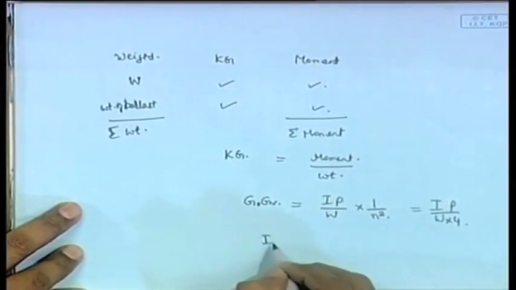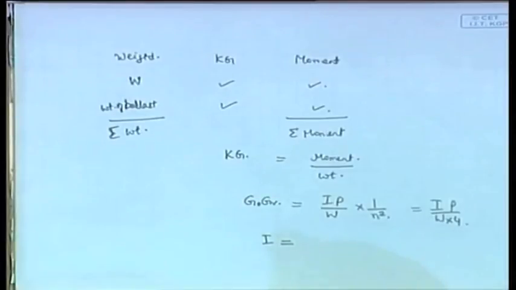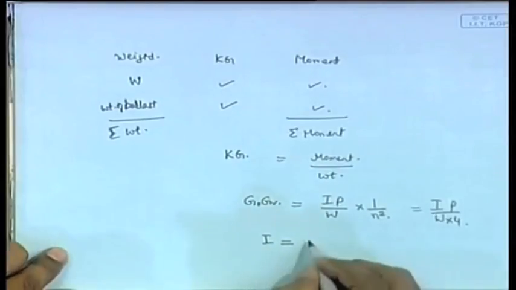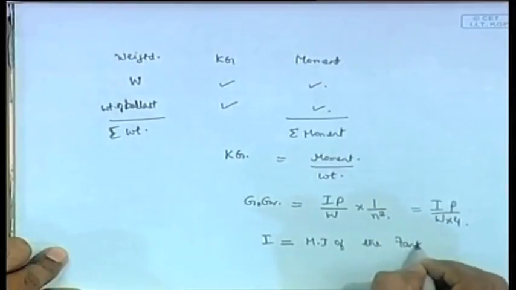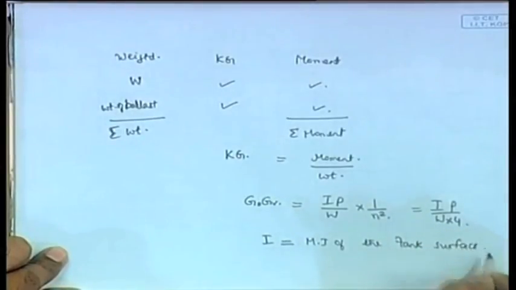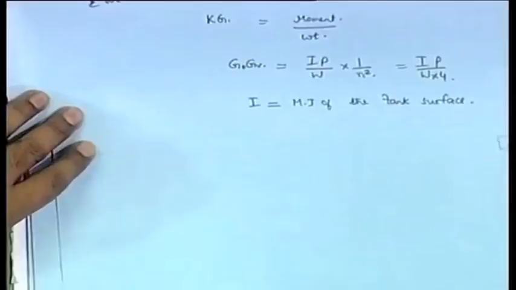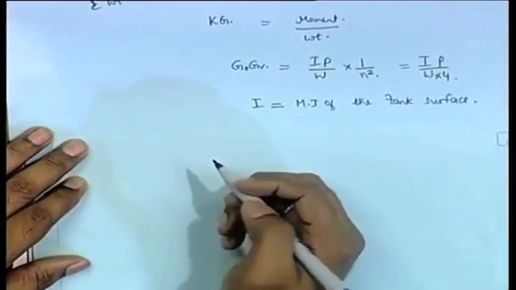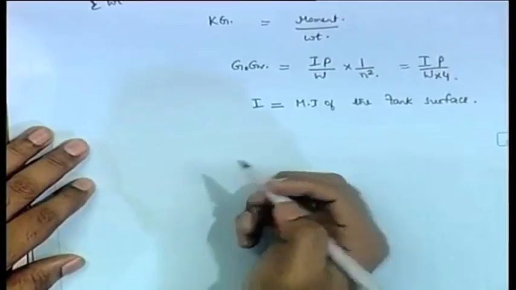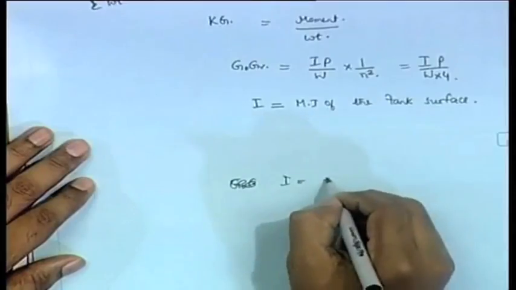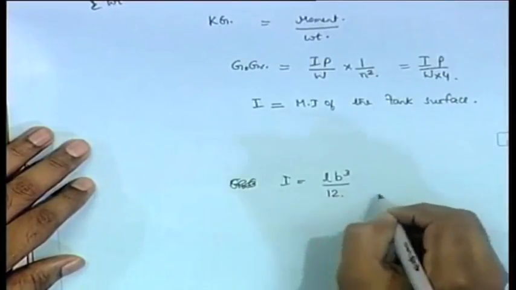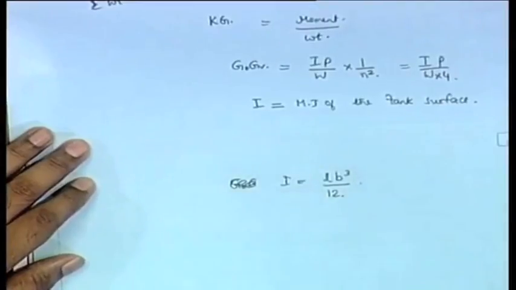Now, of course, these are the regions where you have to be careful. You do not find the I of the whole ship, you do not find I of the water plane area of the ship. That is not what this I represents. This represents the moment of inertia of the tank surface. I is equal to L B cube by 12. So, this will give you the I of that surface.